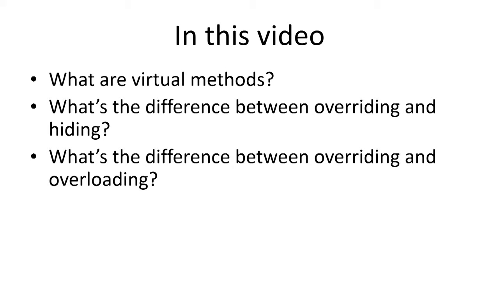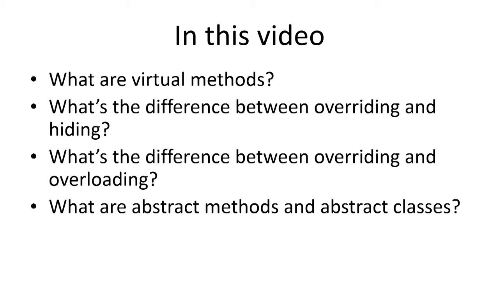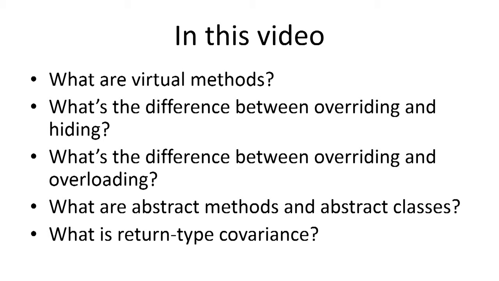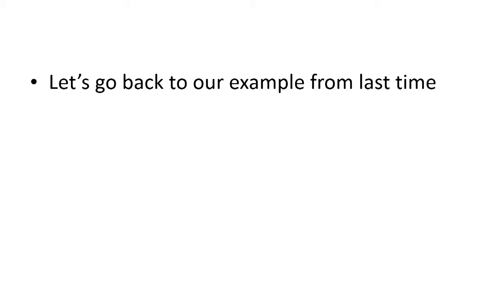And I'm going to talk about what's the difference between overriding and overloading. We're also going to talk about abstract methods and abstract classes. And then right at the very end, we're going to talk about a kind of a highfalutin concept called return type covariance. But C# doesn't even support it, so we're not going to talk about it too much. So let's go back to our example of last time where we had a person class and a change request and defect fix request and all of that.